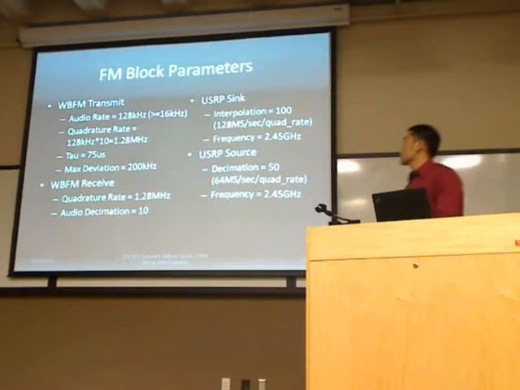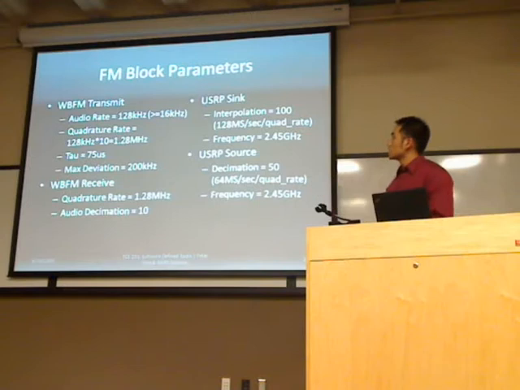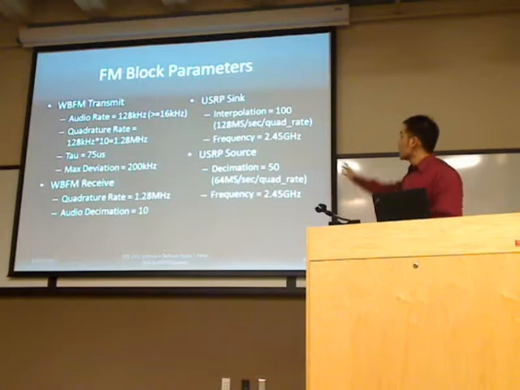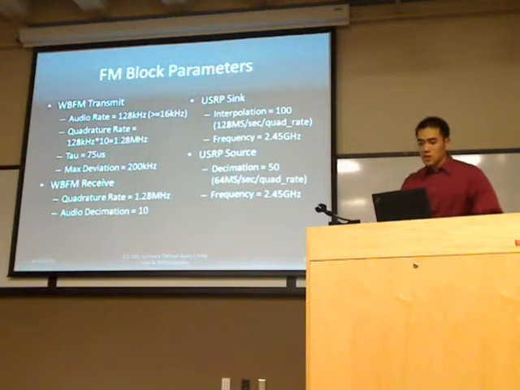These are our block parameters. The audio rate and quadrature rate for the transmit is the input and output sample rate. We decided to use these frequencies because at any rate lower than 128 kilohertz, we were seeing an unsmooth sine wave on the receive side. For the USRP sink, we use the relation to the 128 megasamples per second. That's the rate at which the A to D converters and D to A converters sample. So that's how we decided the interpolation and decimation rates.